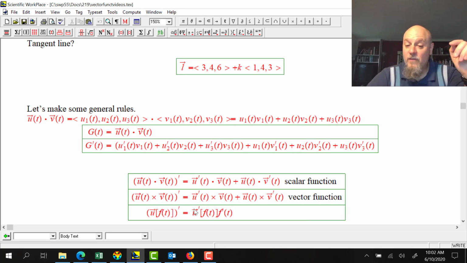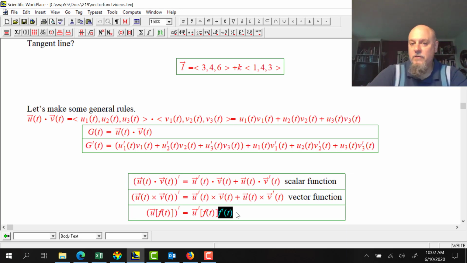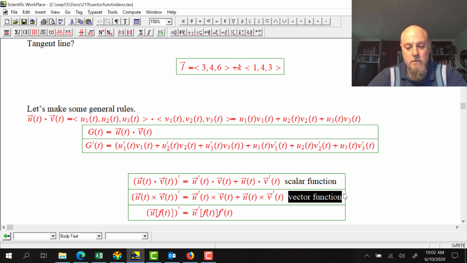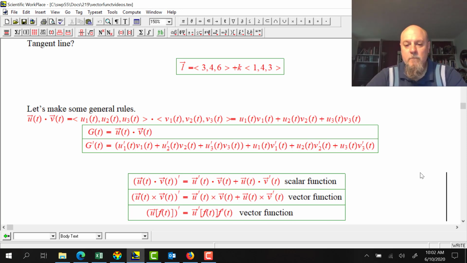Is this a vector function or a scalar function? Well, this is a vector, and I'm taking the derivative of a vector, so I'm getting a vector. This f prime is a scalar, but I'm multiplying it through the vector. So the answer in the end is a vector function. Let's do an example of that to see the mechanics of it.